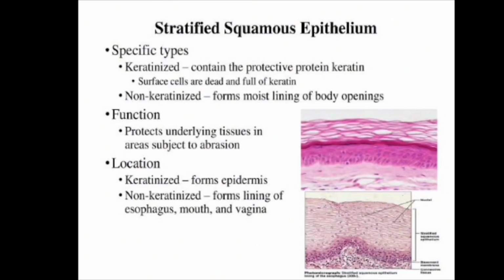Whereas in non-keratinized stratified squamous epithelium, due to presence of live superficial cells with nuclei, this type of epithelium has a moist surface, mostly present in moist cavities of mouth, pharynx, esophagus, vagina, anal canal and cornea. So their function is protection, secretion and prevention of water loss.